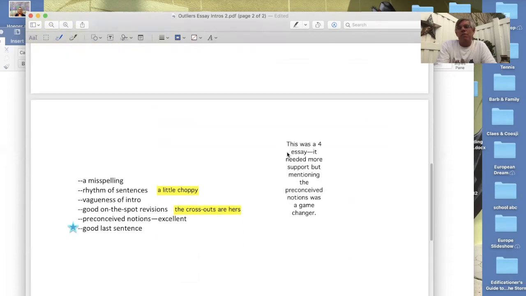I would also give this, this was a 4 essay. It needed more support, but mentioning the preconceived notions was a game changer. It was a little choppy on the vagueness of the intro.